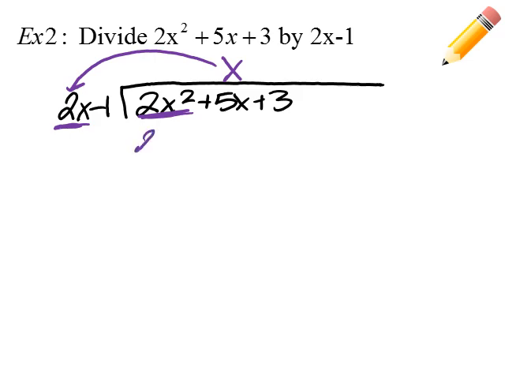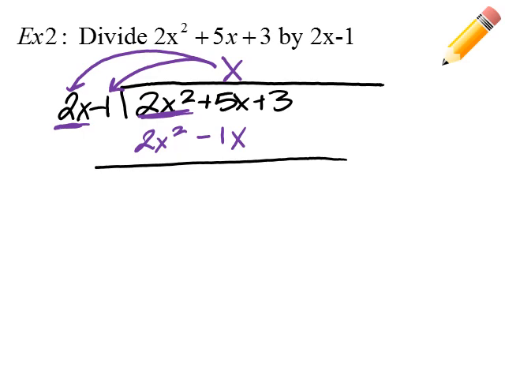X times 2x is 2x squared. Perfect, I'm on the right track. X times negative 1 is negative 1x. Nothing else to multiply, so draw a line underneath and subtract. 2x squared minus 2x squared is 0. 5x minus negative 1x. Subtracting a negative becomes addition, so we have 6x. Bring down what's remaining, and that's a 3.